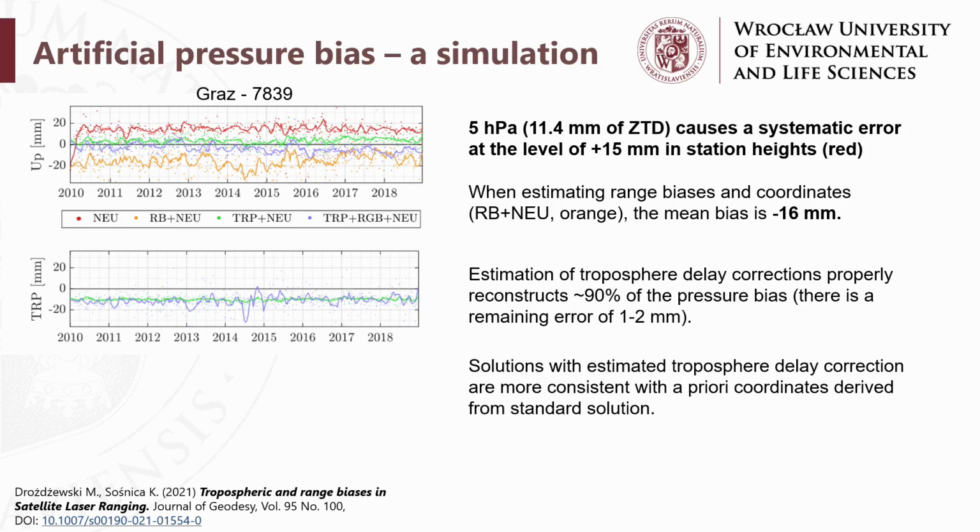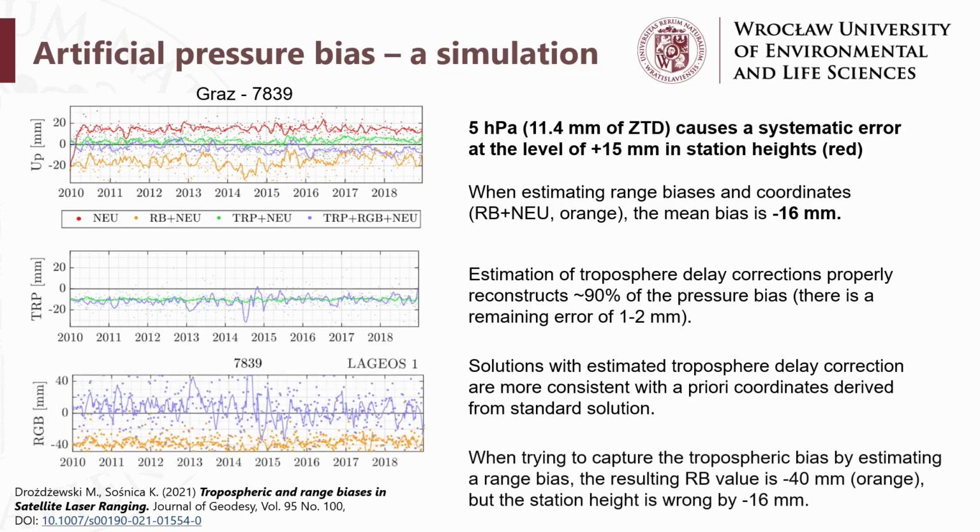Actually, the estimated tropospheric biases can recover about 90% of the introduced pressure bias, this artificial bias which we introduce into our solution. And if we do not estimate a tropospheric bias, we end up with large range biases if we try to use range biases to absorb the tropospheric biases of about minus 40 millimeters. And if we estimate all parameters altogether, the solution becomes a little bit noisy for the range biases.